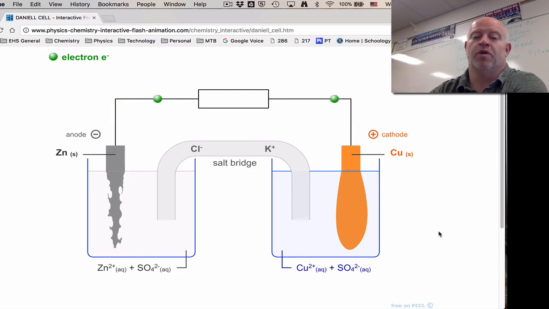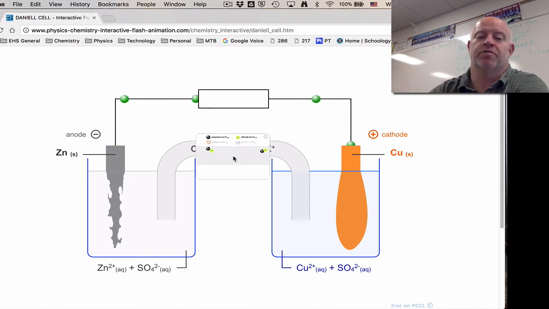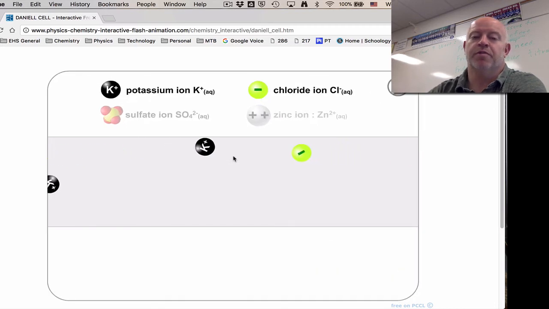Now, one thing that's very important to make the whole thing work is the salt bridge. Without the salt bridge, there wouldn't be a connection between these 2 vessels, and without that connection, we can't get electricity to flow. So let's take a look at what the salt bridge is doing for us. The salt bridge has a really simple job.